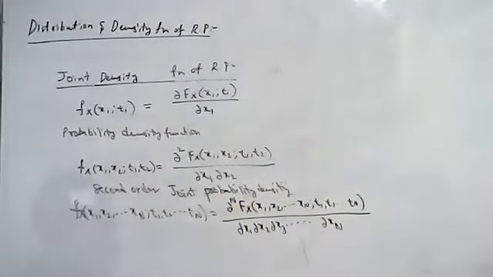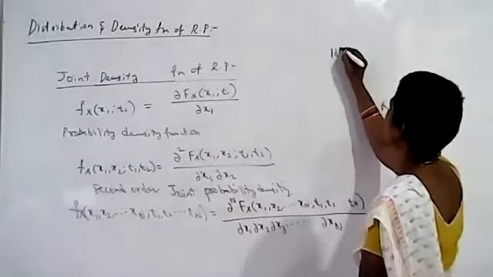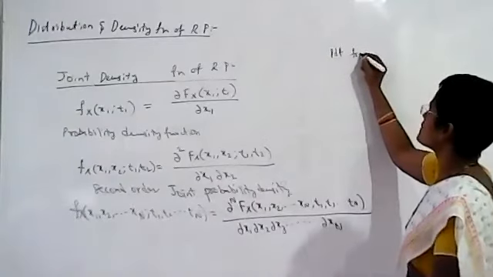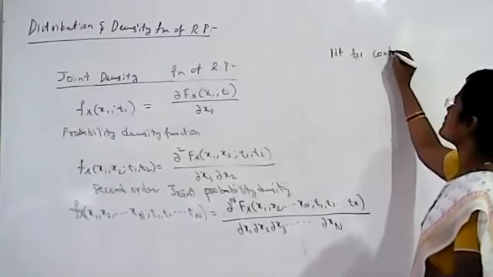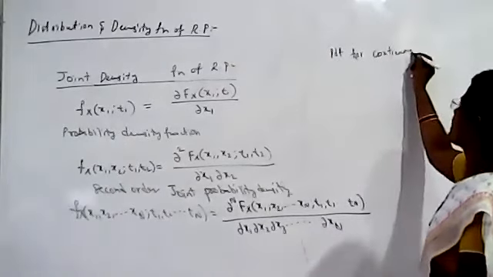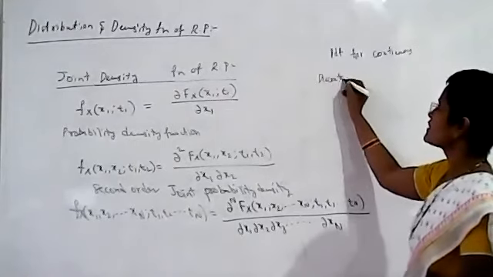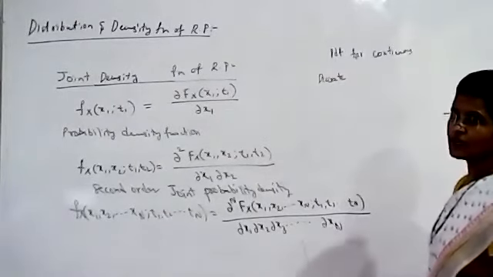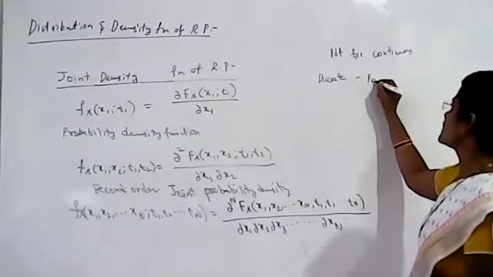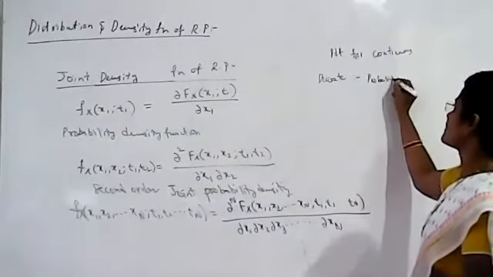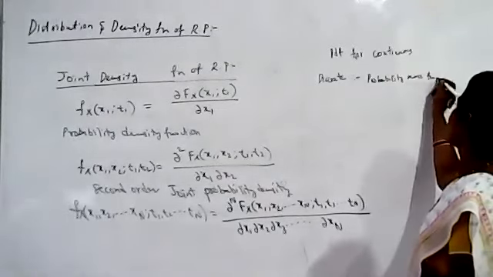Now we know that the probability density function we will have only for continuous random variables. Probability density function is for continuous random variables. Whereas if your random variables are discrete, in the case of discrete random variables, we will have a probability mass function.